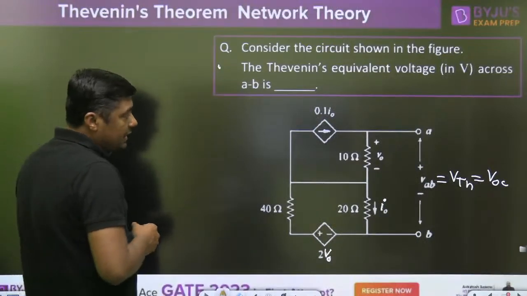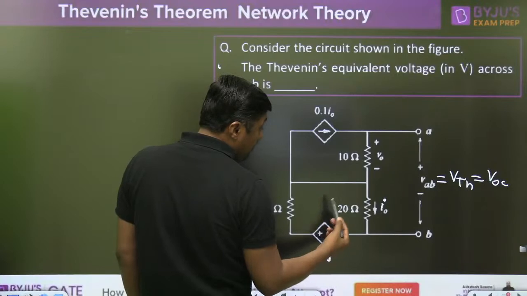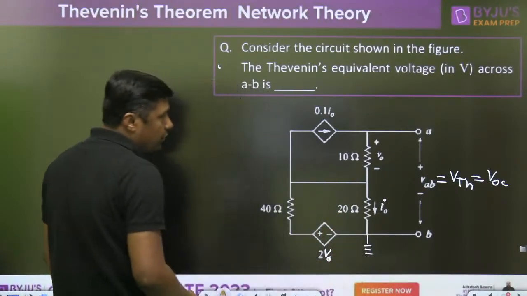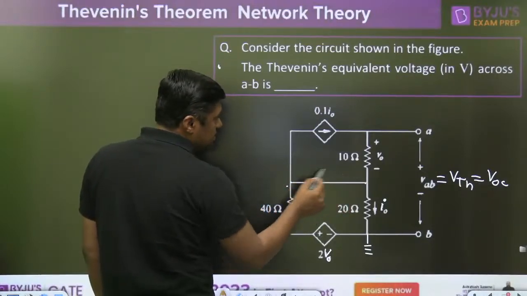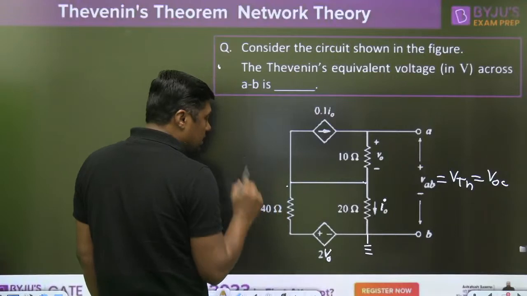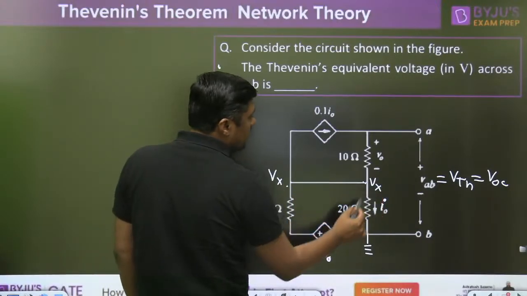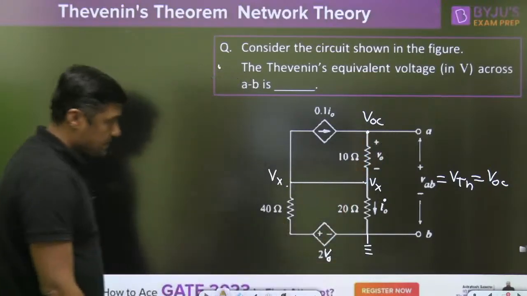Okay. Then remember that you can assume this as a reference node, like this is the 0. Then these are short circuited. These are the short circuited. Then you can assume one single node Vx, and then Vx. And this becomes what? VOC. That is nothing but VTH.